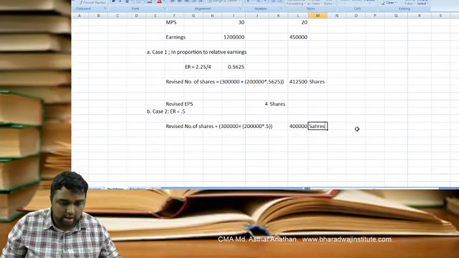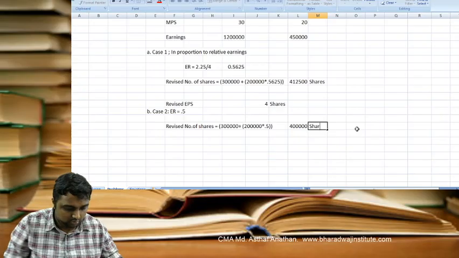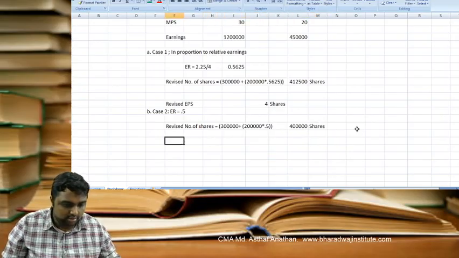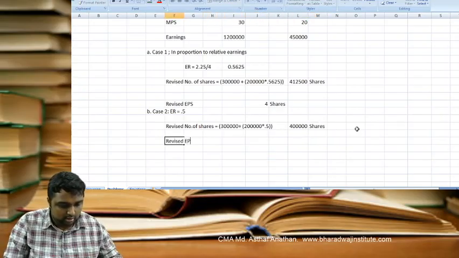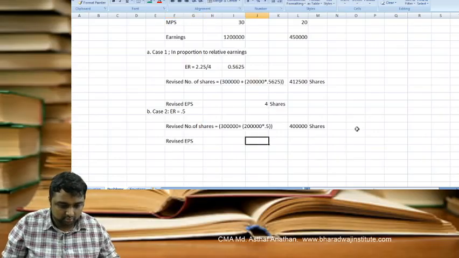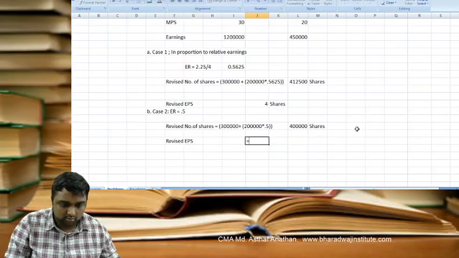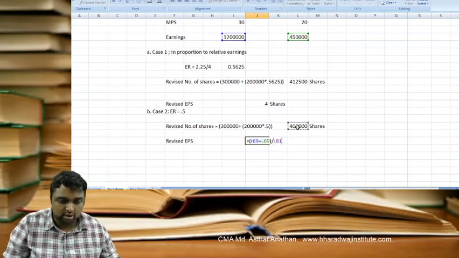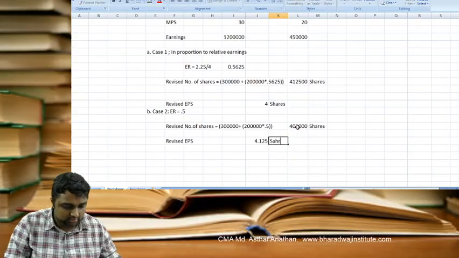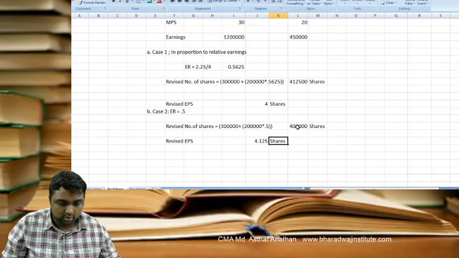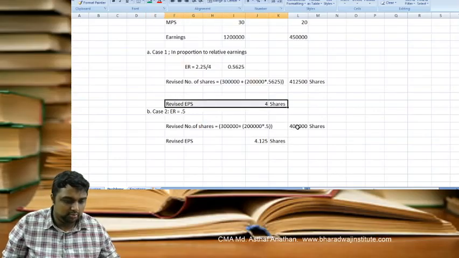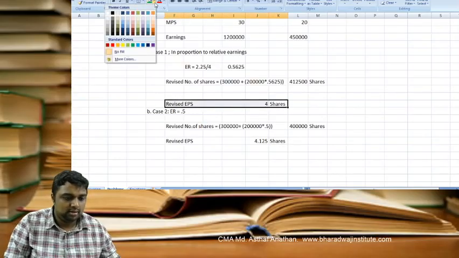You will have 4 lakh shares. So what is the revised EPS? See, 12 lakh plus 4 lakh 50 divided by the number of shares, 4 lakh. See, it has increased. So here you have your revised EPS. See how interesting.